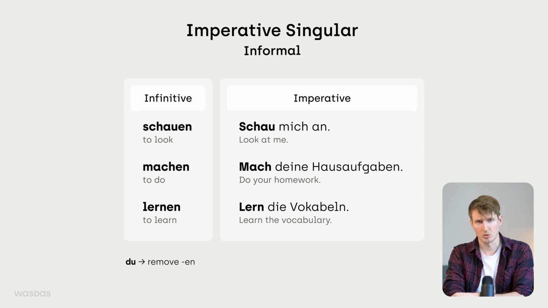If I'm just talking to one person, informally, like right now, I assume, we'd form the imperative by clipping away the en ending of the verb. Schau mich an. Look at me. Mach deine Hausaufgaben. Do your homework. Or lern die Vokabeln. Learn the vocabulary.